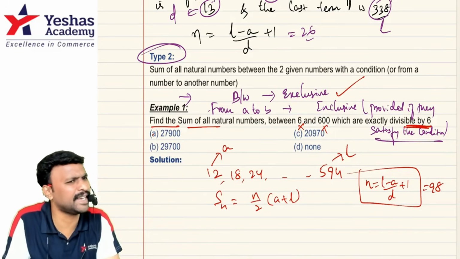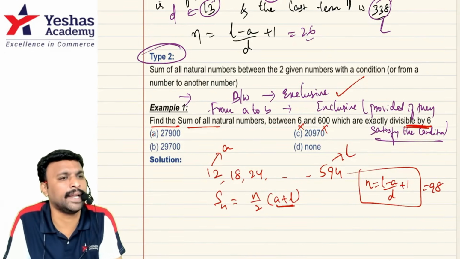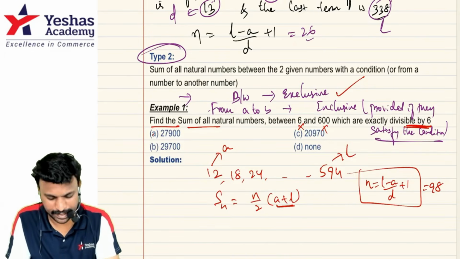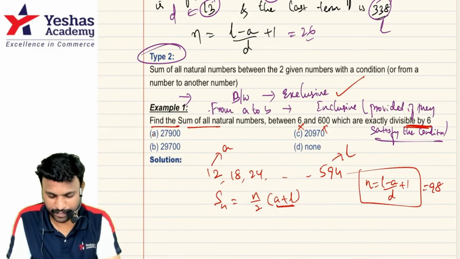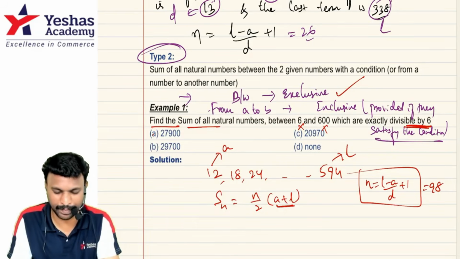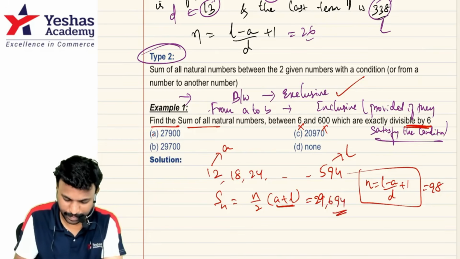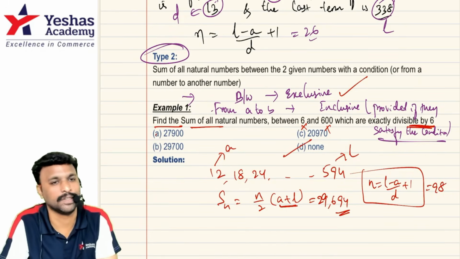How much? 98. So I got everything that is required for the calculation. As per the priority, within the bracket A plus L. A is 12, L is 594, into N which is 98, divided by 2. The answer is 29694. Which is the right answer? None. No option.